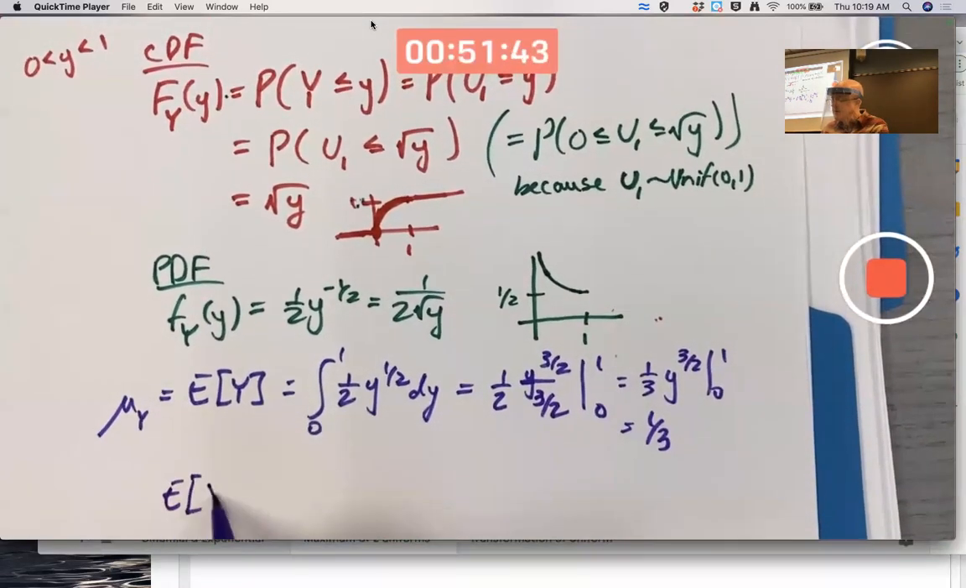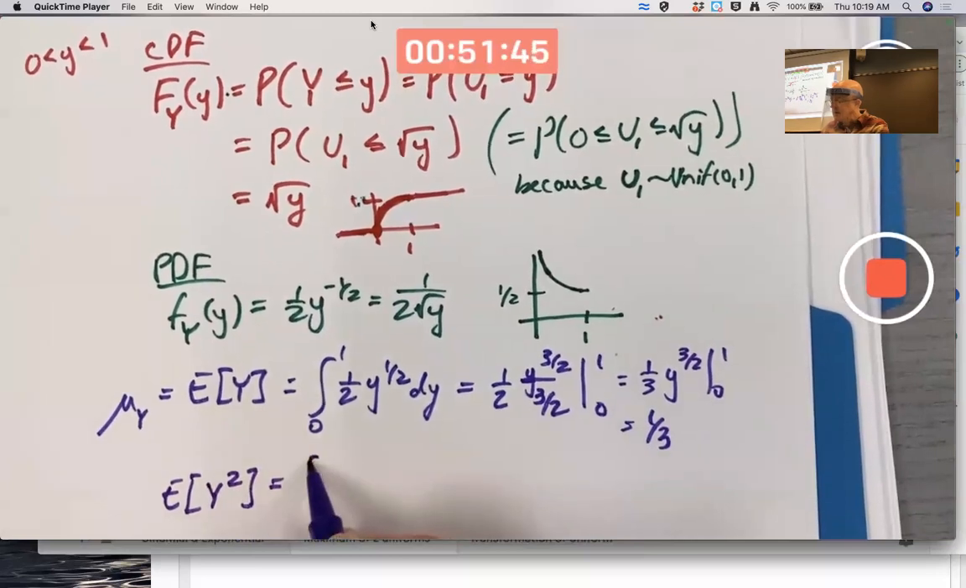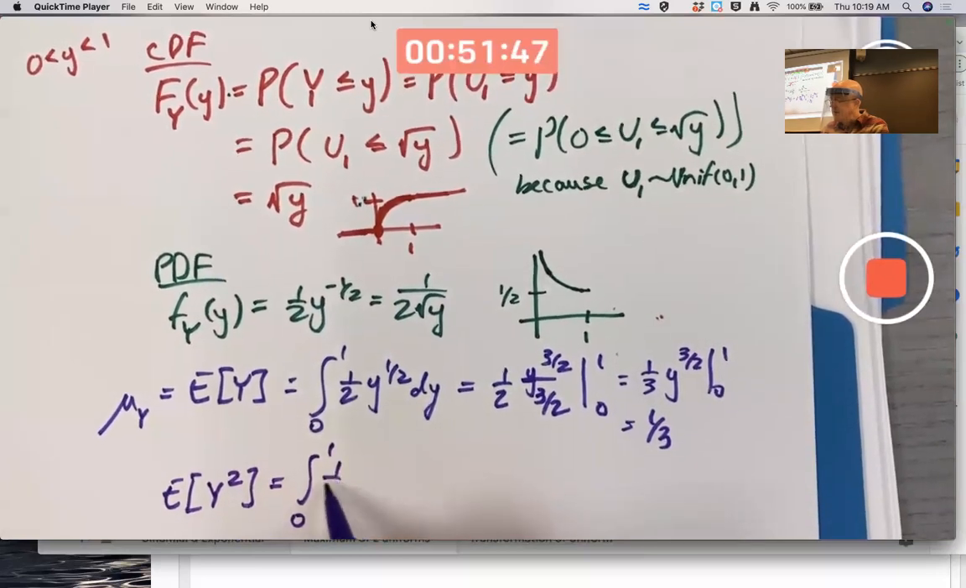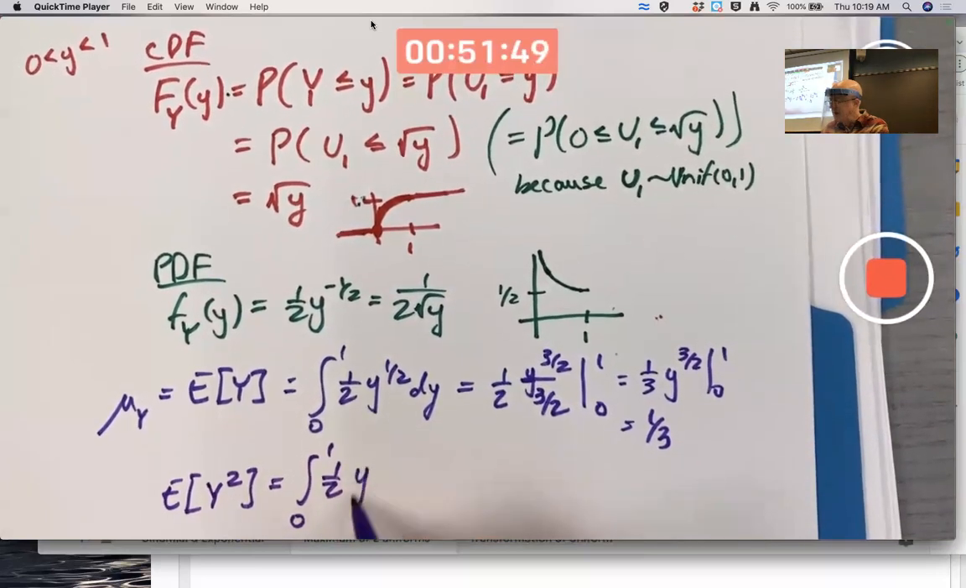Second moment: you multiply by another y, get y to the 3/2 here.